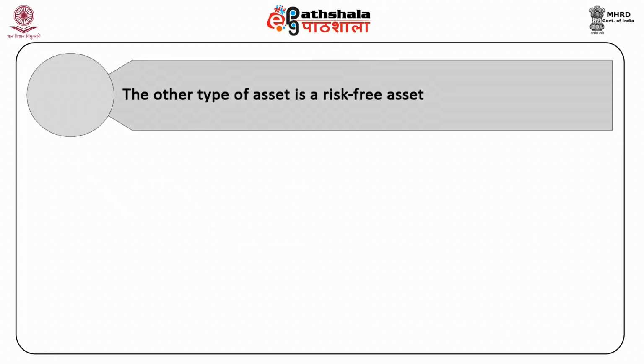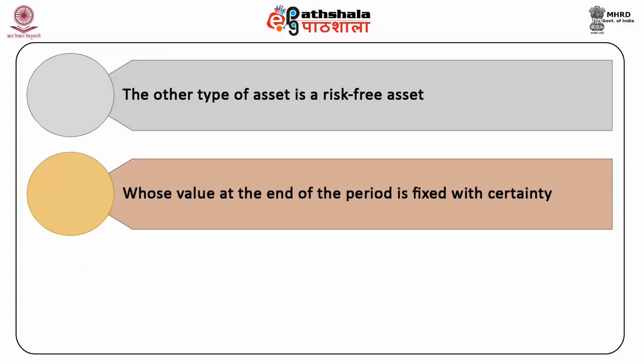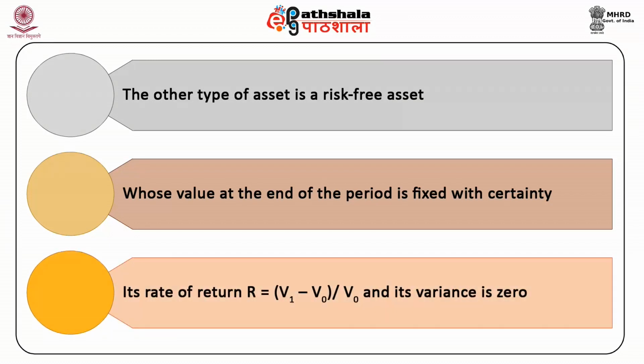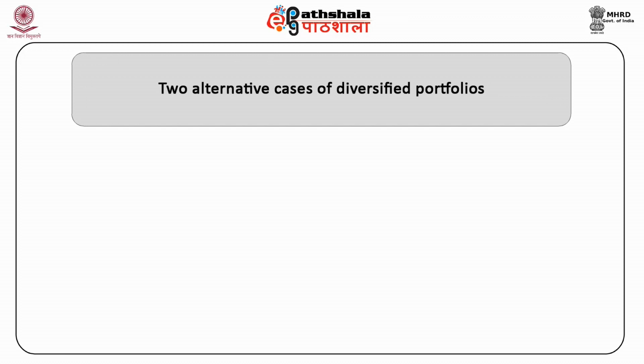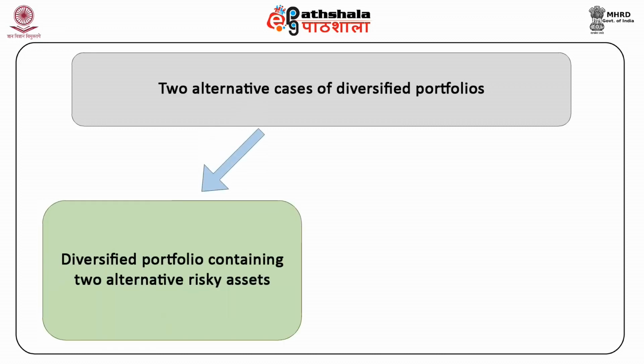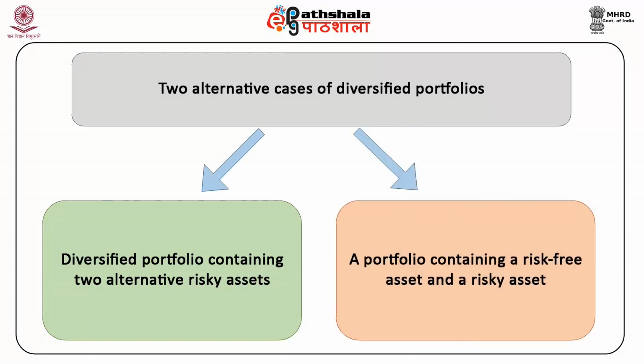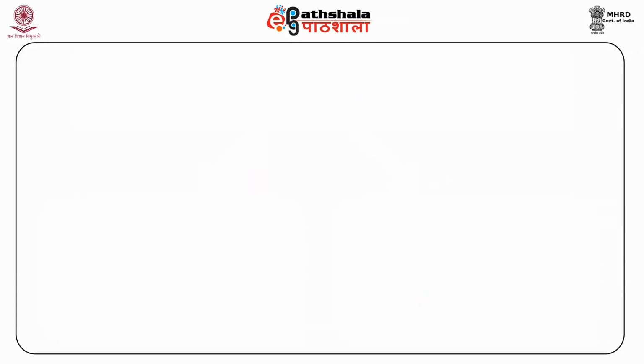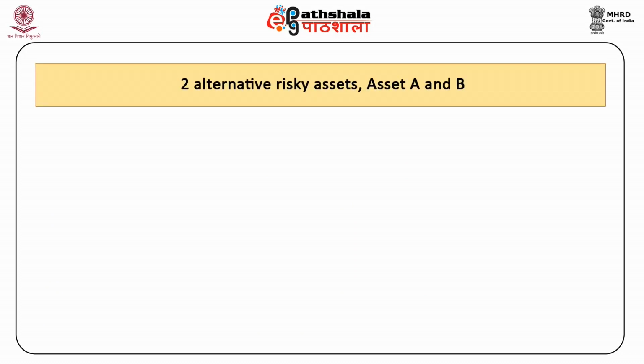The other type of asset is a risk-free asset whose value at the end of the period is fixed with certainty. Its rate of return, equal to (V1 minus V0) upon V0, is then given and its variance is then 0. Two alternative cases of diversified portfolios can be considered. One is a diversified portfolio containing two alternative risky assets, and the other is a portfolio containing a risk-free asset and a risky asset. First, consider a portfolio of two alternative risky assets.